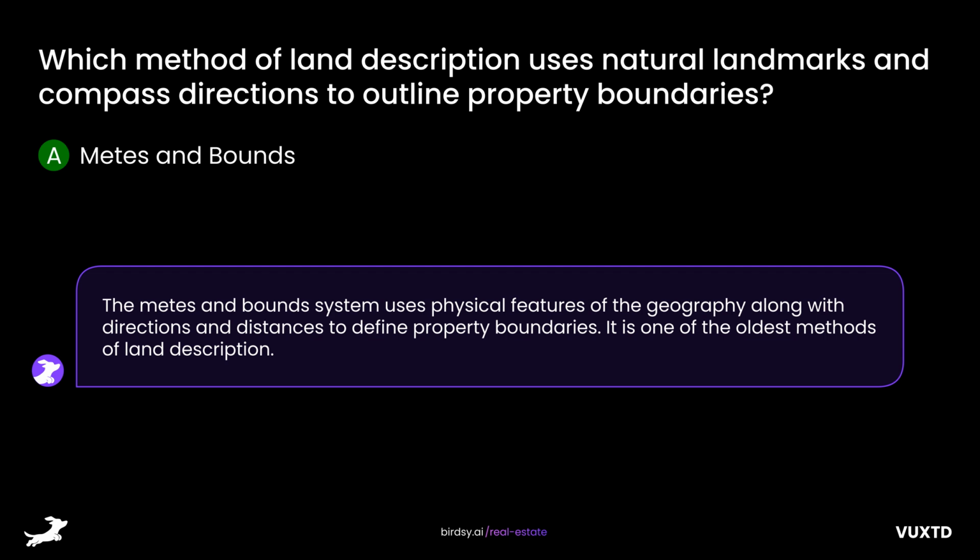The metes and bounds system uses physical features of the geography along with directions and distances to define property boundaries. It is one of the oldest methods of land description.